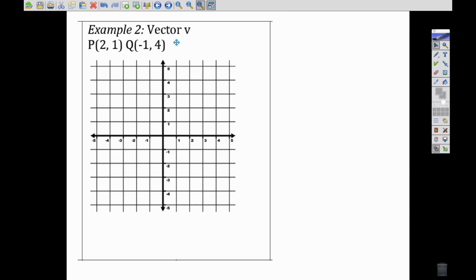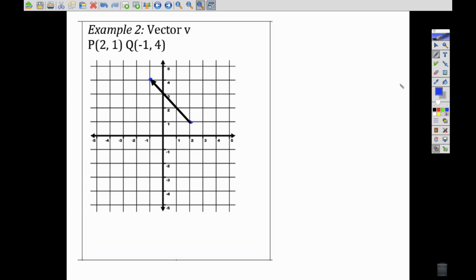All right, example 2. This one again gives us 2 points, PQ. Now it doesn't say where it starts, so if it doesn't say that, the assumption is the first point is the starting point. So we have point 2, 1, and we end at -1, 4. So there is our vector starting here and ending here.